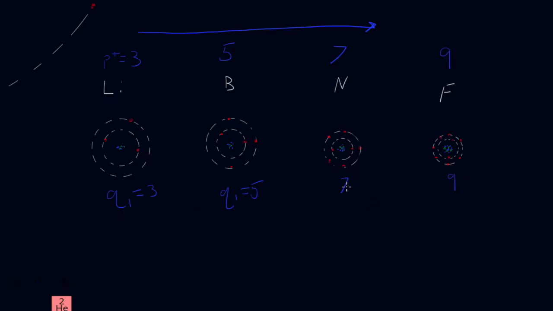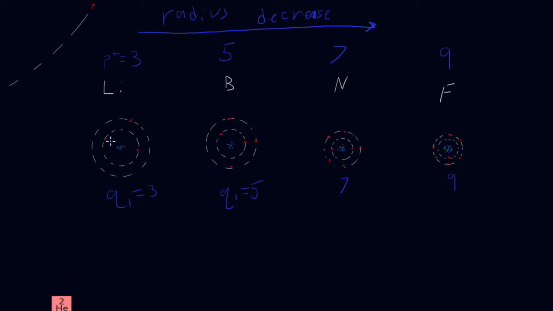So according to Coulomb's law, the higher my proton count, the greater the force that's going to be pulling in these little electrons. So as I go from left to right on the periodic table, I'm going to see a shrinking radius. So from left to right, my radius will decrease. That's a terrible A. There we go.